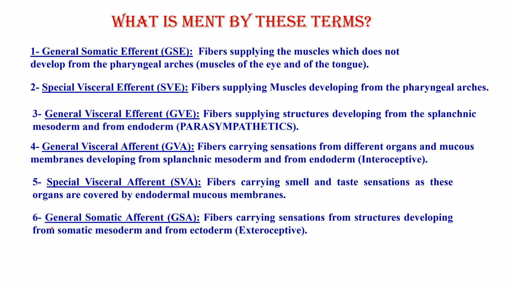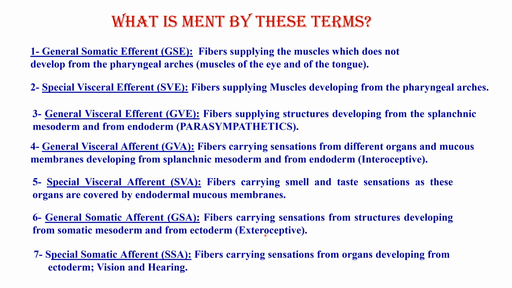The sixth group is the general somatic afferent, somatopleure. Those fibers carry sensation from those structures developed from the ectoderm or the somatopleure, somatic mesoderm, and this is what we call the exteroceptives. The last one is another somatic, which is the special somatic afferent fibers, which carry sensation from the organs which develop from ectoderm. This is the vision and hearing, the eye and the ear.